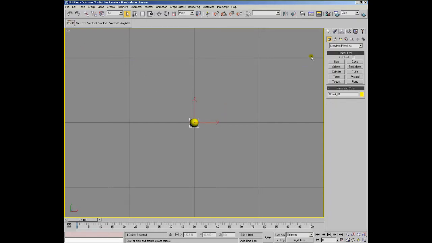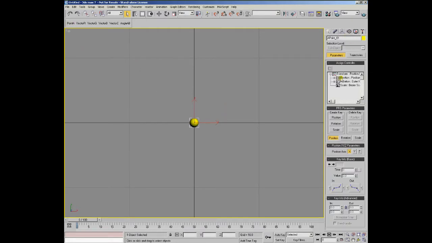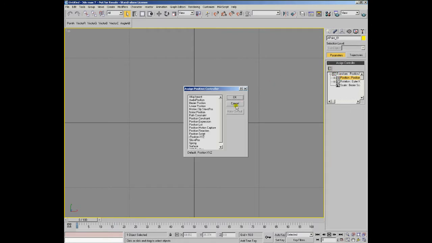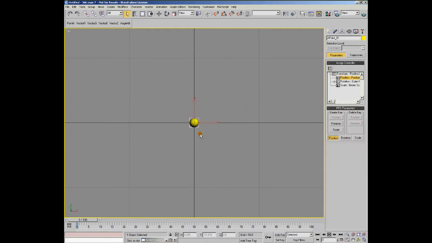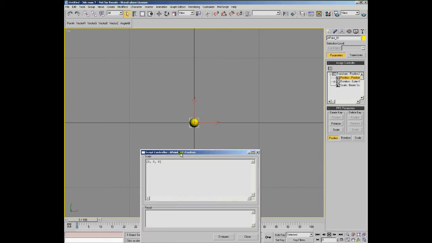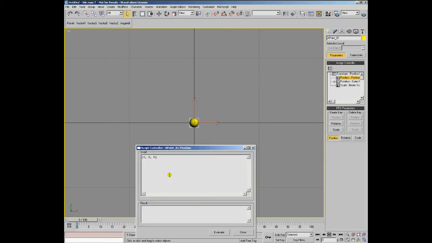Create a sphere and assign a scripted controller to the position track, a position script. In this scripted controller, we're going to enter 100 times cosine of the current time, 100 times sine of the current time, and 0.